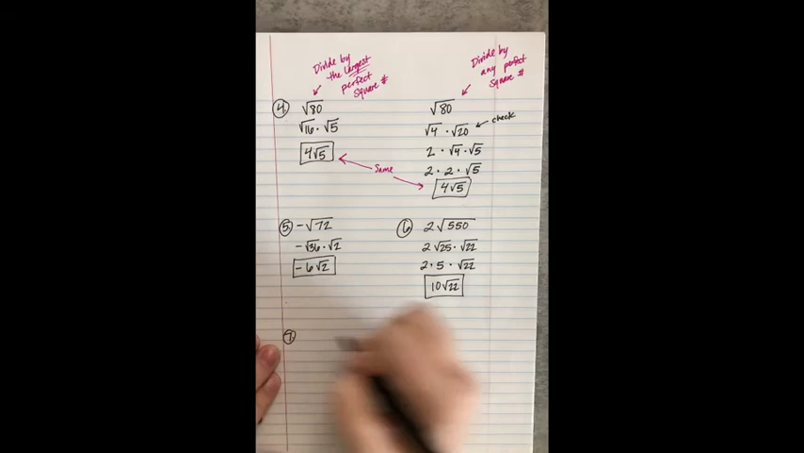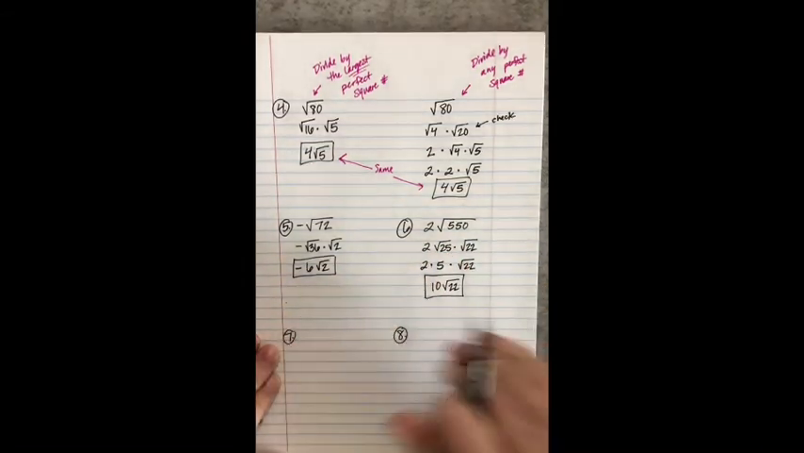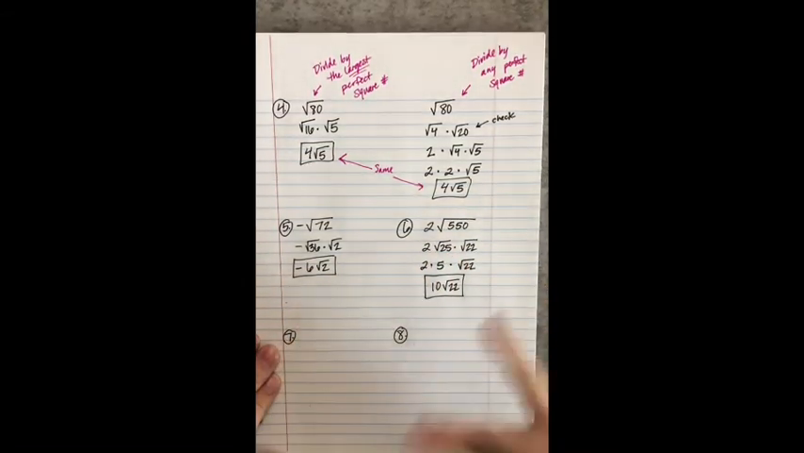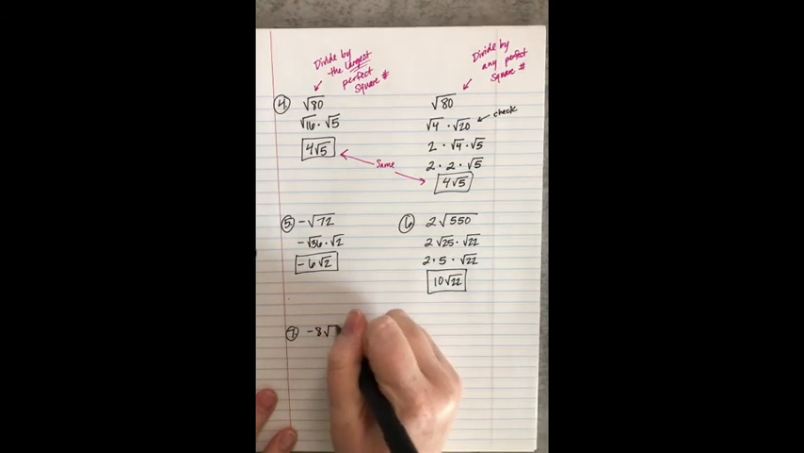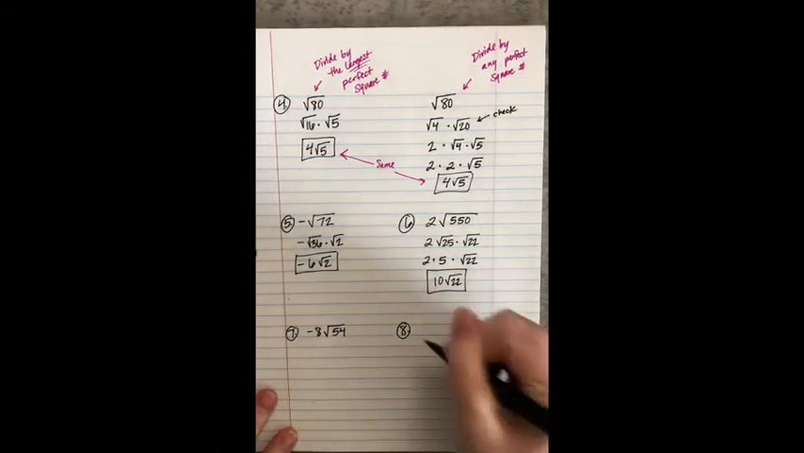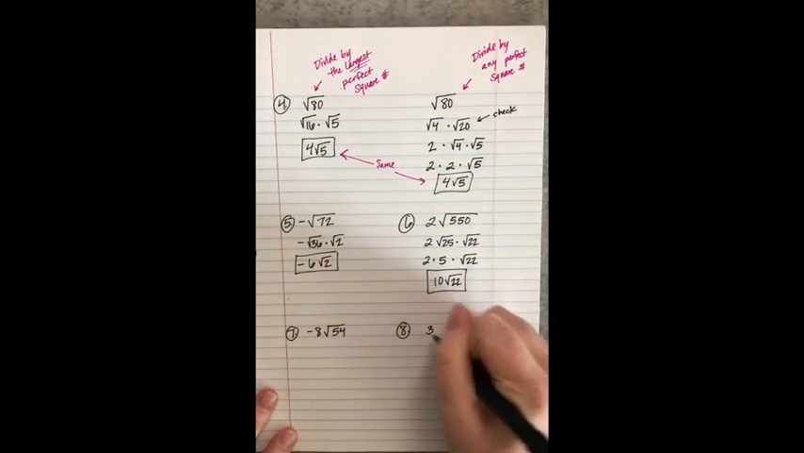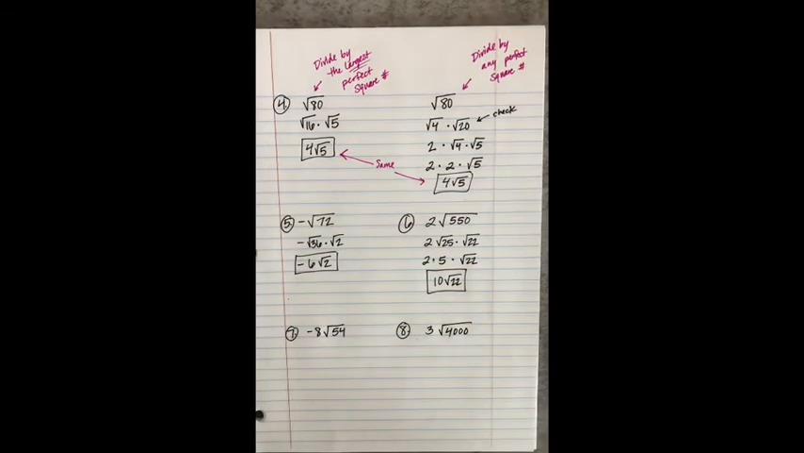Okay, on these last two problems, after you write them down, I want you to pause the video, try them without me. You can totally fast forward to the final answer, or you can listen to me talk through it. So here's number 7. You have negative 8 times the square root of 54. And number 8, you're going to have 3 times the square root of 4,000. So pause the video here, try them out, and then check.